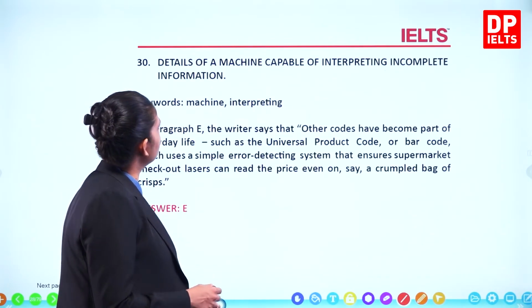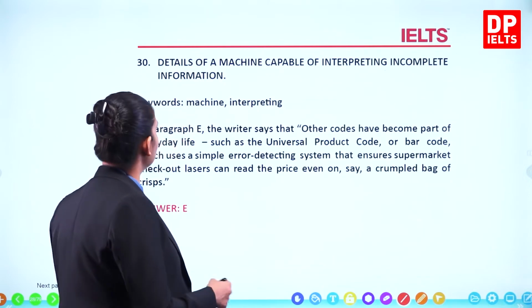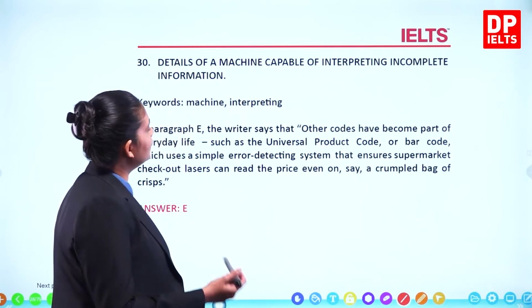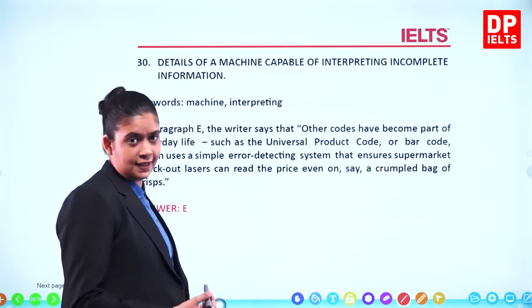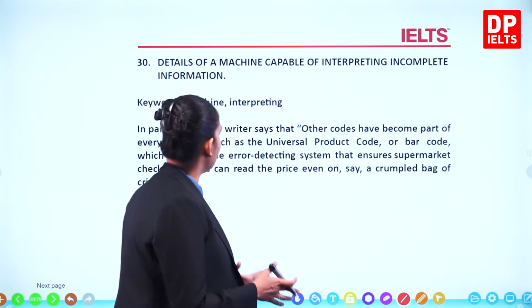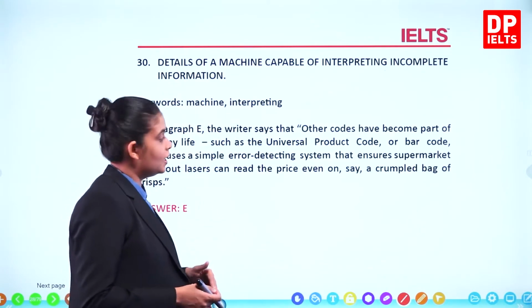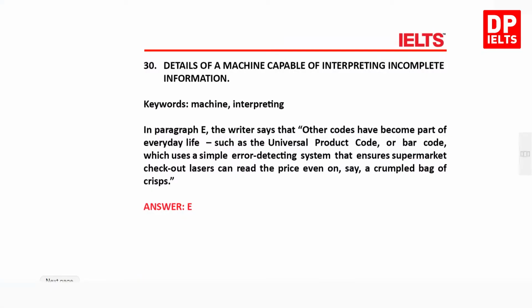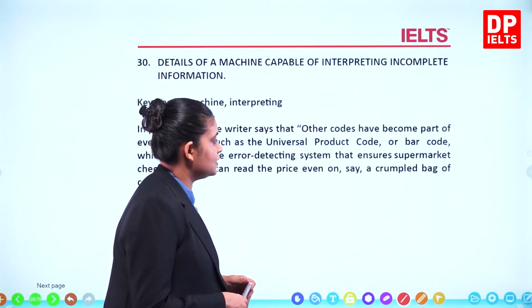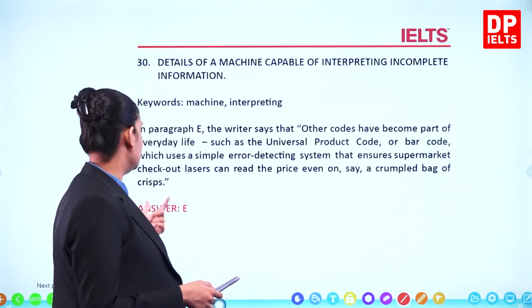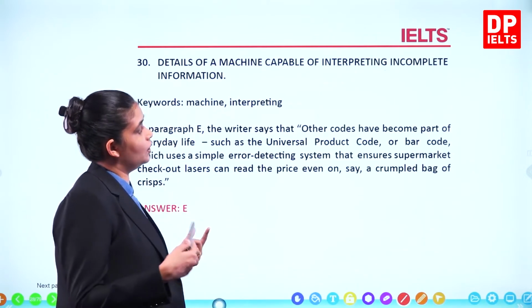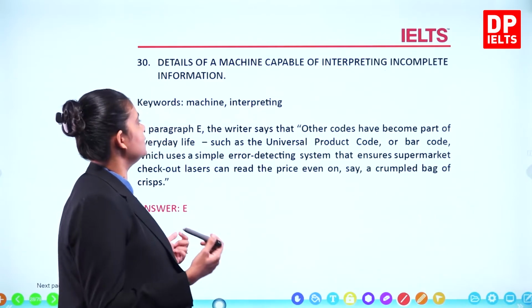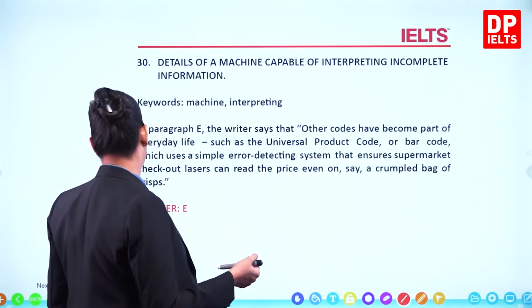30. Details of a machine capable of interpreting incomplete information. Okay. So if you go to para E, the writer says, other codes have become a part of everyday life, such as the Universal Product Code or barcode, which uses a simple error detecting system that ensures supermarket checkout lasers can read the price even on, say, a crumpled bag of crisps. So I think details of the machine capable of interpreting incomplete information comes from para E.